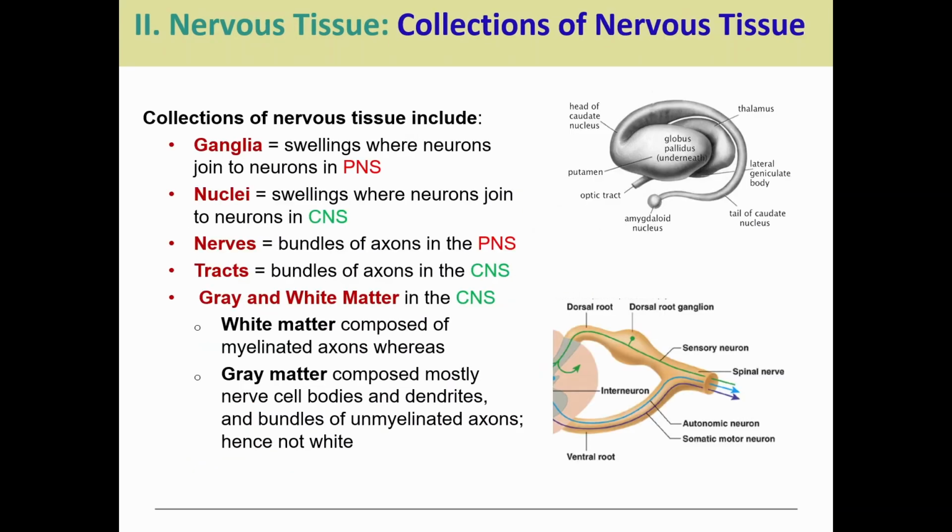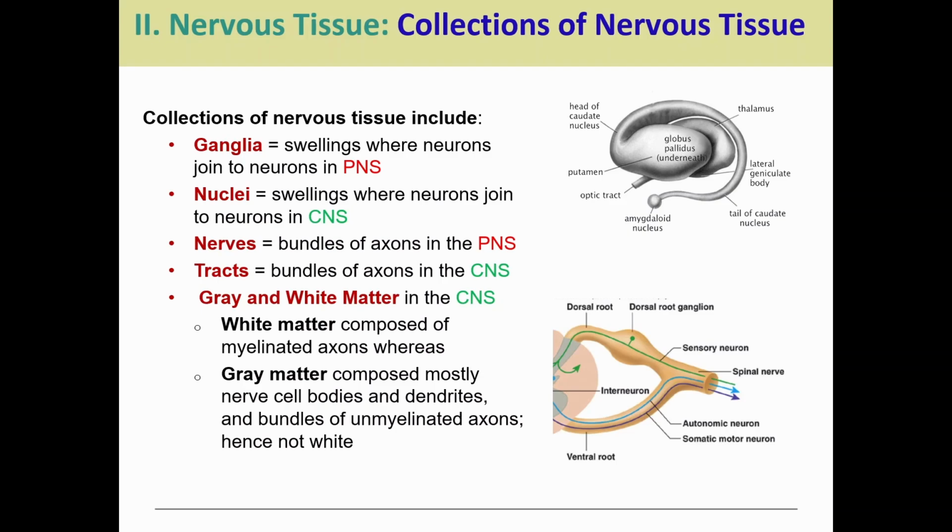And when we look at collections of nervous tissue, we have very specific terms. Now, we have ganglia and nuclei. Both of these are going to be the collections of the cell bodies, like these little swellings, right, where we have these cell body collections. But the difference is where we find each. Ganglia are found in the peripheral nervous system. Nuclei are found in the central nervous system. They're generally the same thing for the most part, but that's the difference. Nerves and tracts, we see the same thing. Nerves and tracts are both bundles of axons. Nerves, though, are peripheral. Tracts are central.